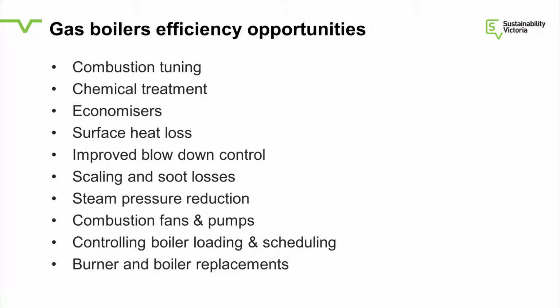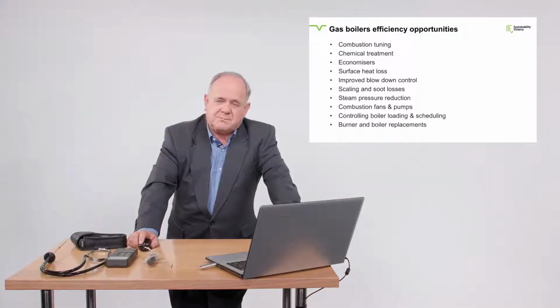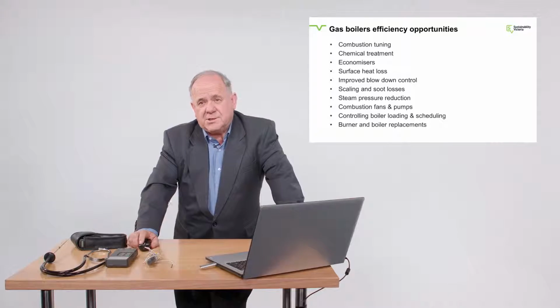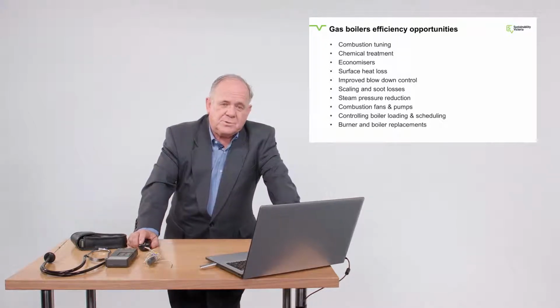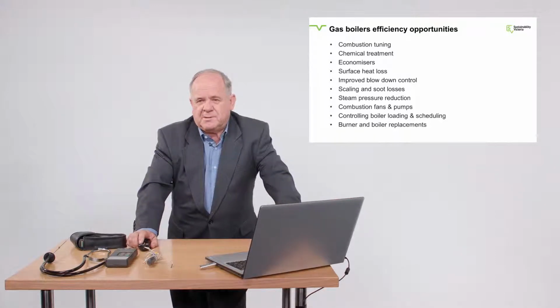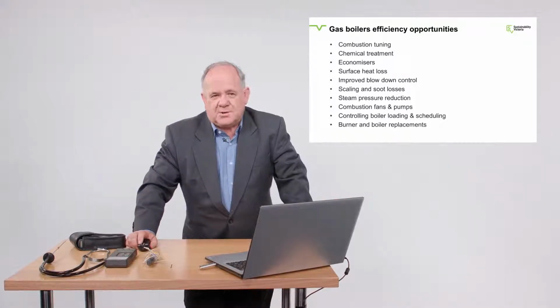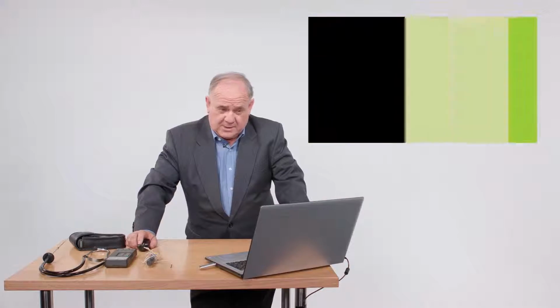Scaling and soot losses. Steam pressure reduction. If you can keep the pressure down, you can save costs associated with the boiler. Combustion fans and pumps, to have the best and most efficient fans. Control the boiler loading and scheduling. All of these things add up to quite big savings in energy, but we'll go through some of them in a bit more detail in case studies just to show you how that applies.